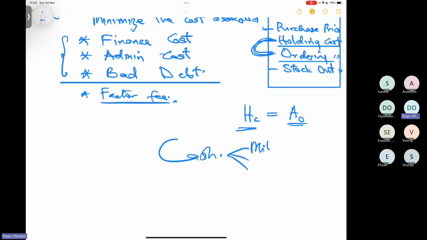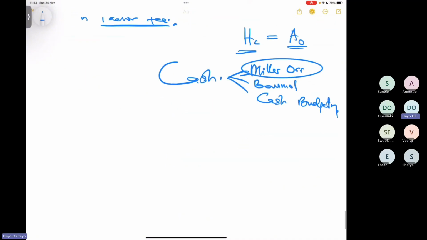There's the Miller-Orr model, there's BOMO, and there's cash budgeting. The most popularly tested is the Miller-Orr. And what is Miller-Orr talking about?